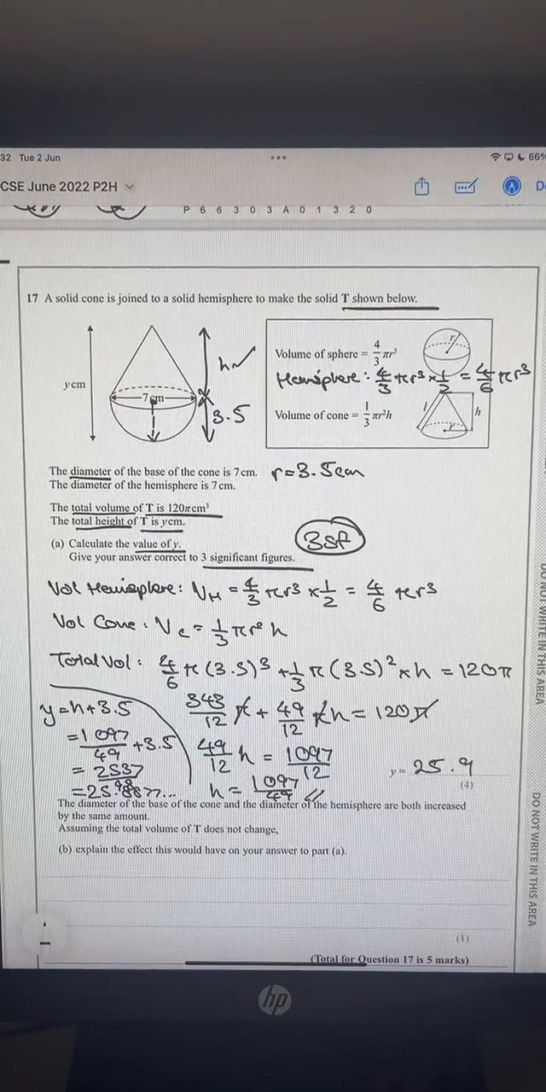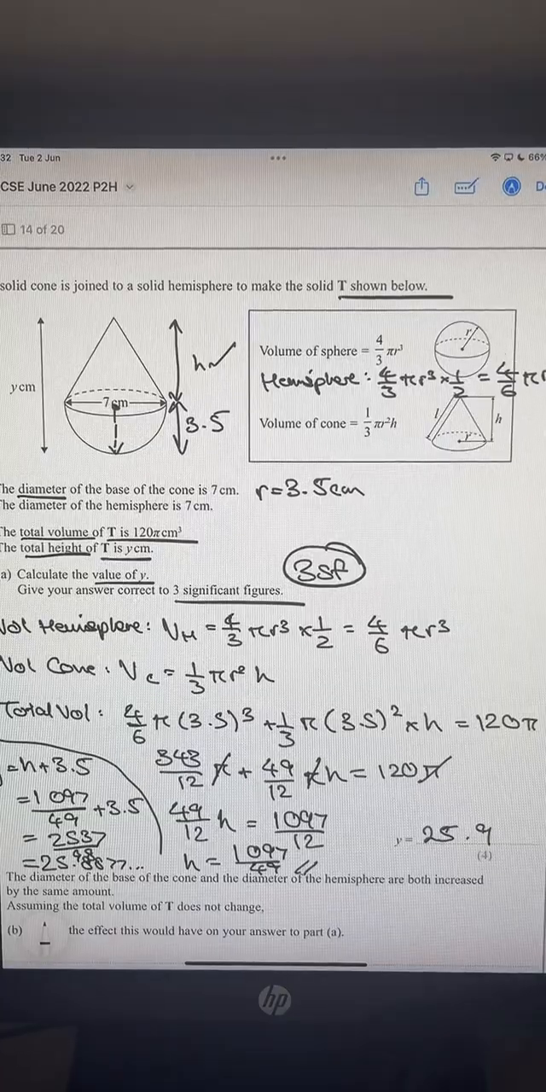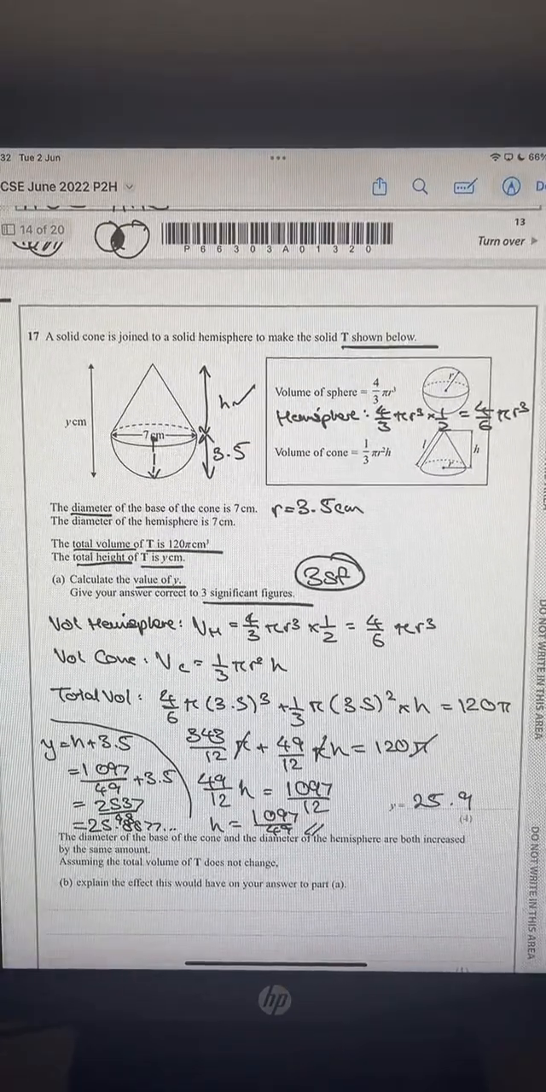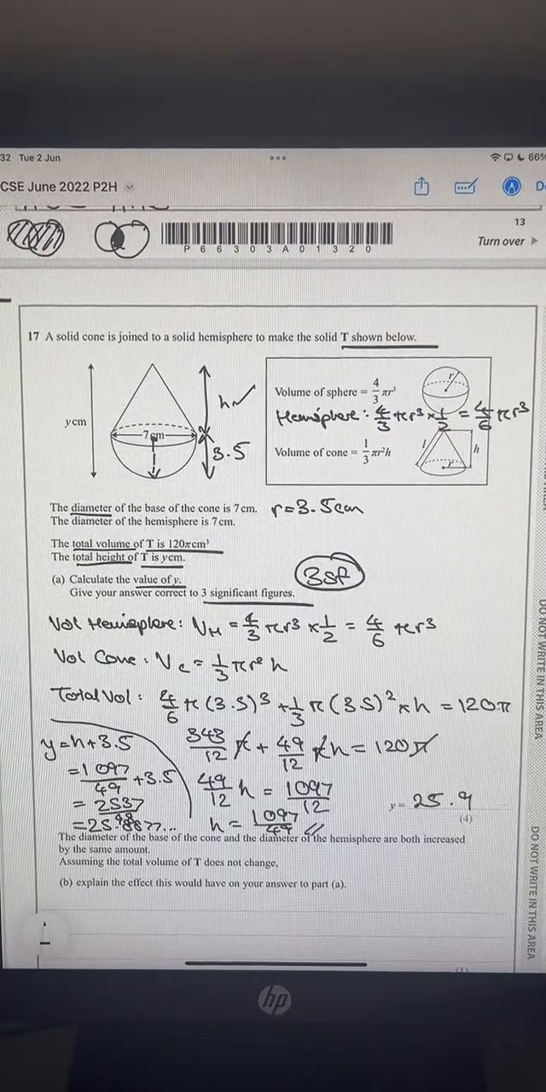Then I know that the total volume, the fact they've given me, is 120 pi, and that's found by adding the volumes of the hemisphere and the cone. So I've just added them, and I've substituted in my radius, r, which is 3.5, because my diameter is 7, so my radius is half of that, 3.5. Then I have put that in and equated that to 120 pi. I have a pi in all of these terms, so I can cancel out my pi's, and then I've put this into my calculator to get 343 over 12 plus 49 over 12h. That h has not gone anywhere, and that's equal to 120.